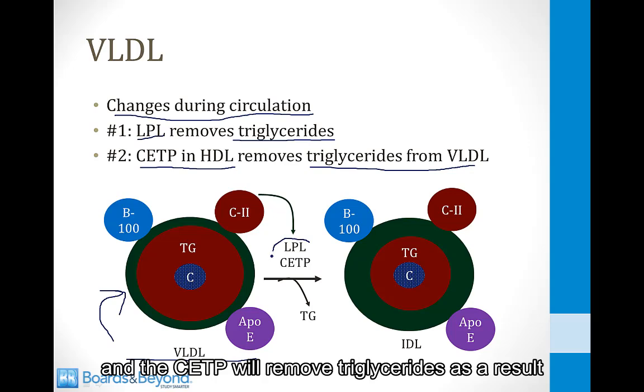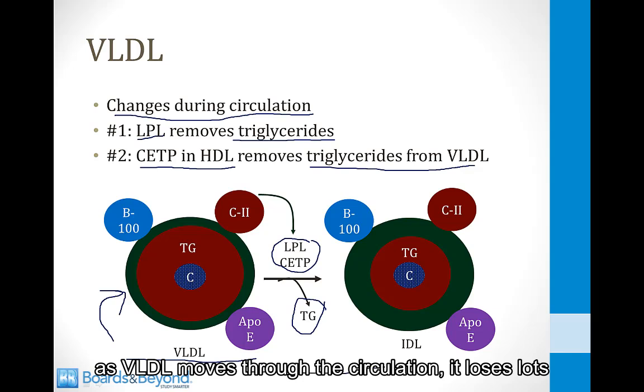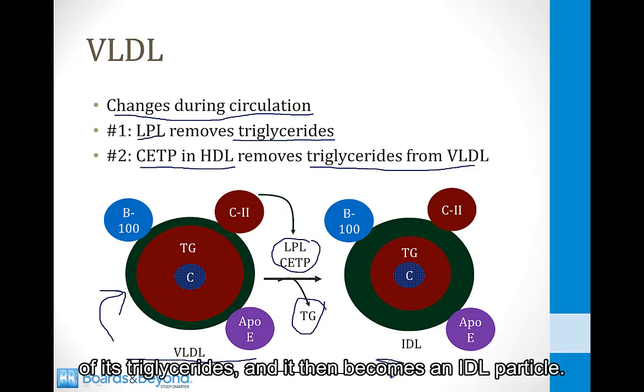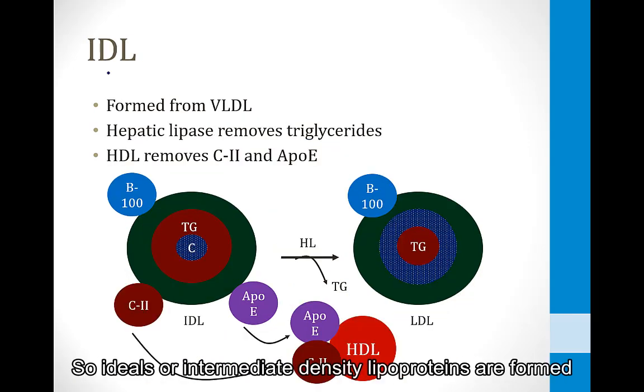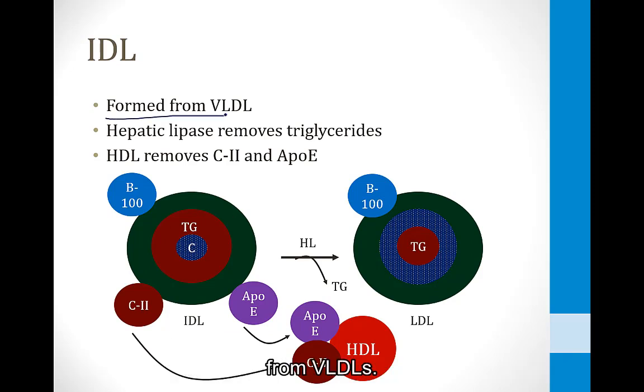The LPL and the CETP will remove triglycerides. As a result, as VLDL moves through the circulation, it loses lots of its triglycerides, and it then becomes an IDL particle. So IDLs, or intermediate density lipoproteins, are formed from VLDLs.